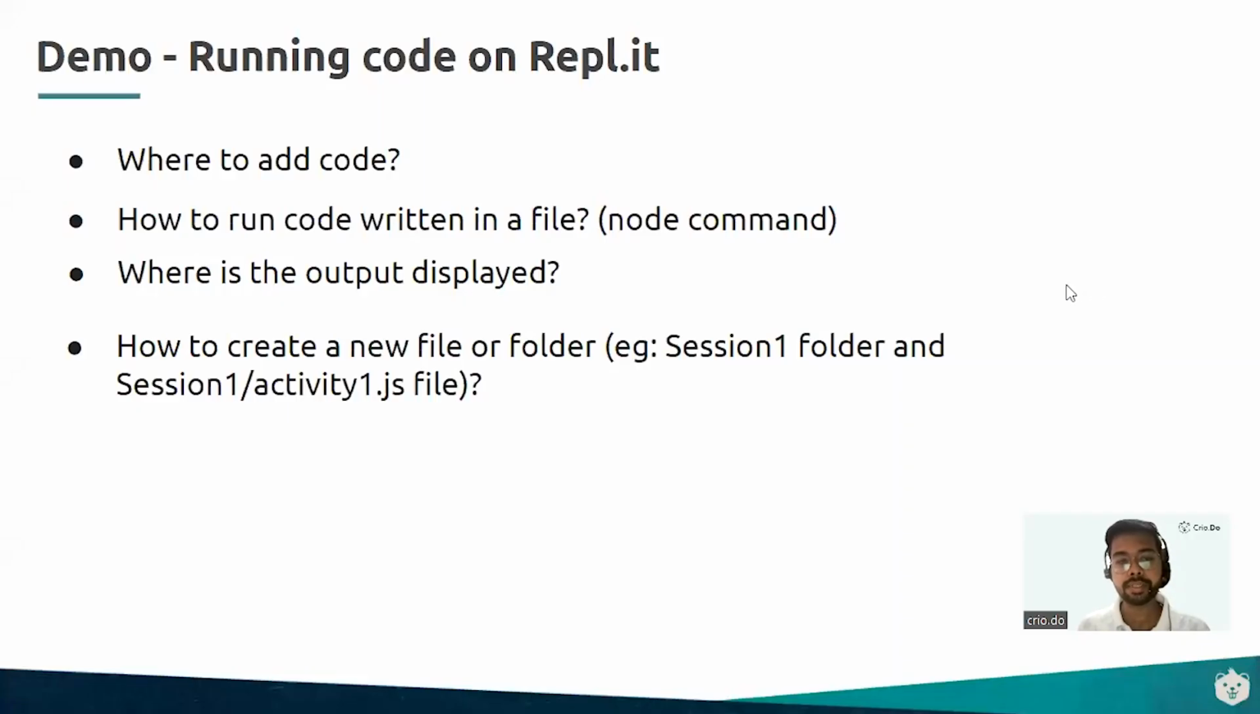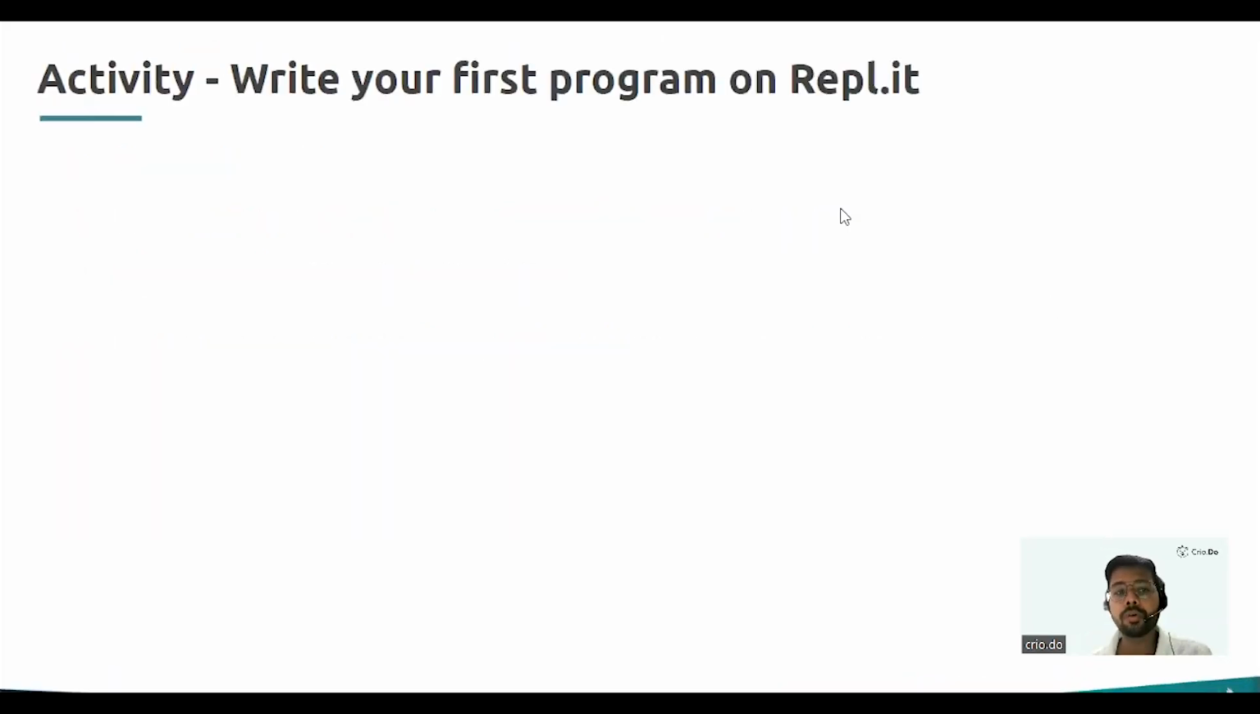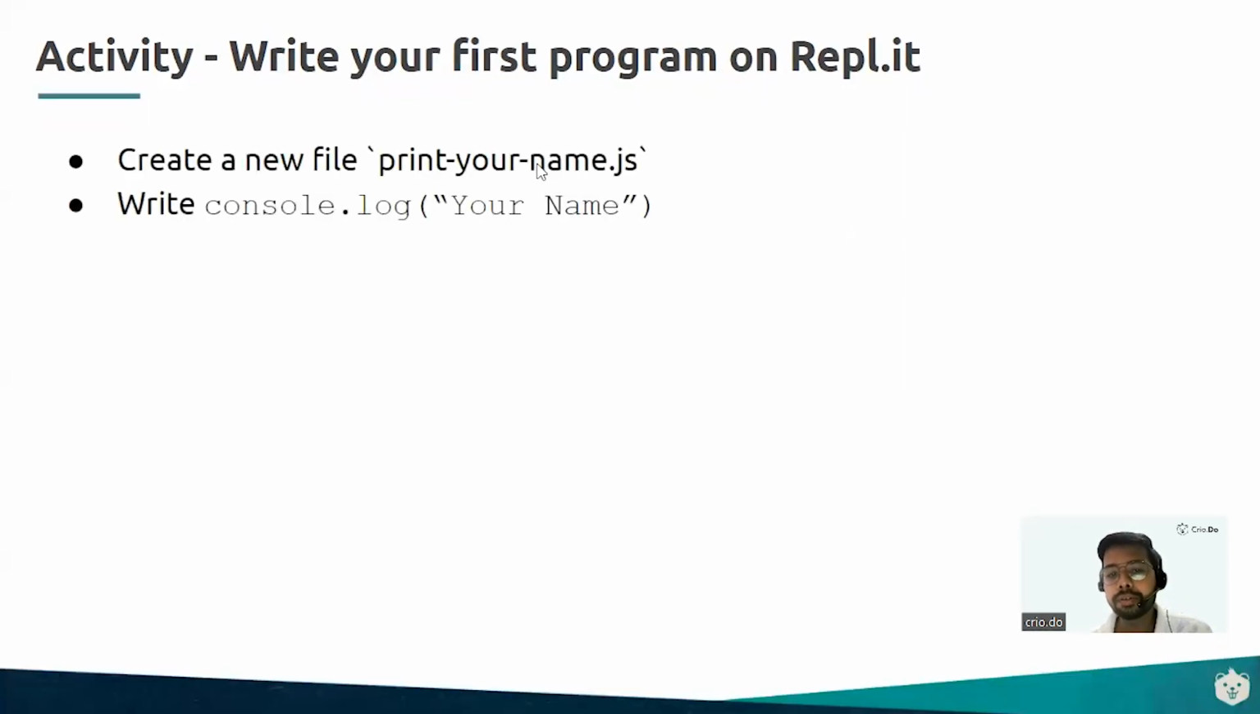Okay, so these are the things we wanted to cover. You are going to solve an activity. You're going to write your very first program on Replit. So you have to create a new file with the name printyourname.js, in which you have to console.log your own name. Now this activity is going to help you get comfortable with console log statements and how do we print something on the output of the console. So pause this video now and please try to solve it on your own once.